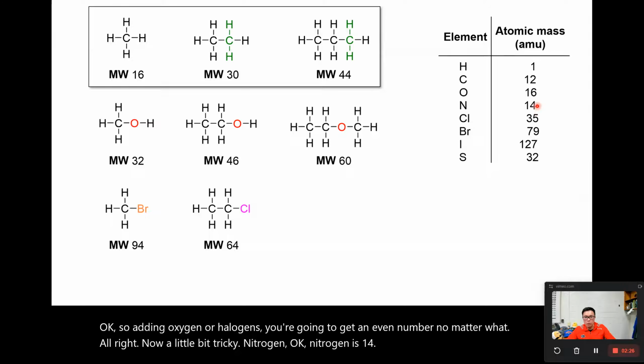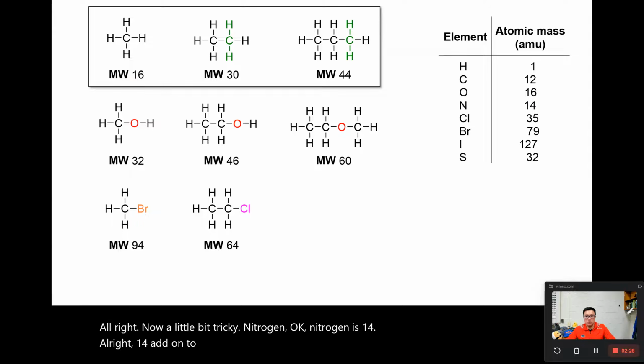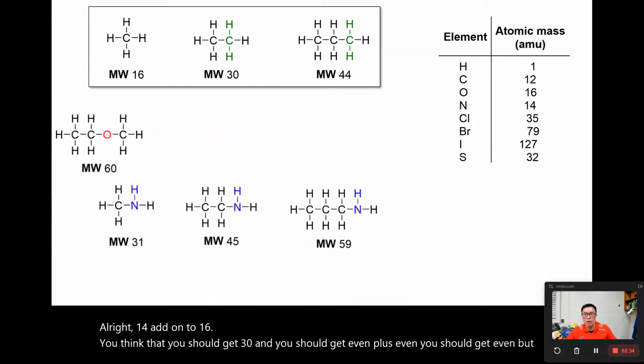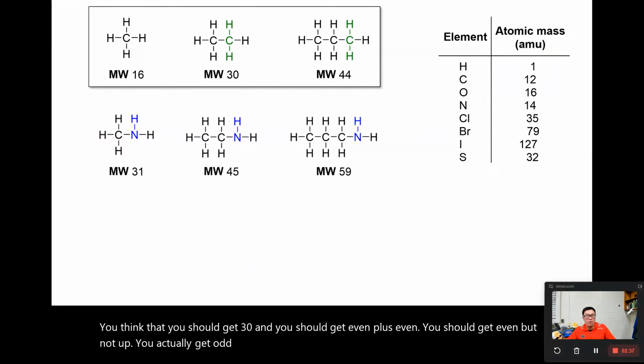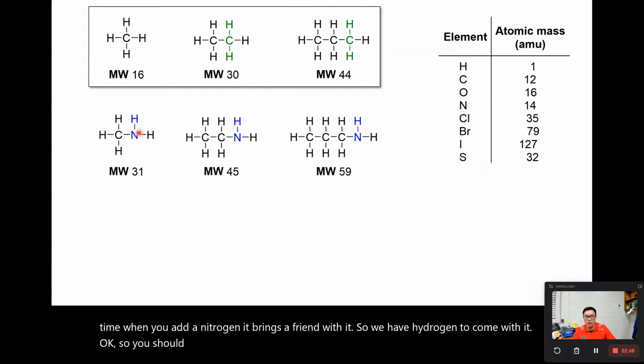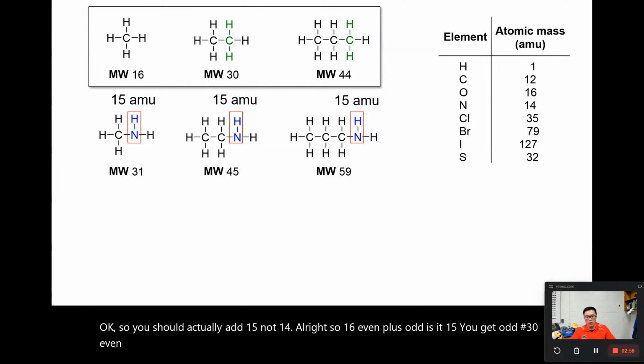All right, 14 added onto 16, you think you should get 30, even plus even, you should get even, but no, you actually get an odd number because nitrogen can form 3 bonds. But every time you add a nitrogen, it brings a friend with it, right? So we have hydrogen that comes with it. So you should actually add 15, not 14. So 16 even plus odd, this is 15, you get an odd number. 30 even plus odd, you get odd.